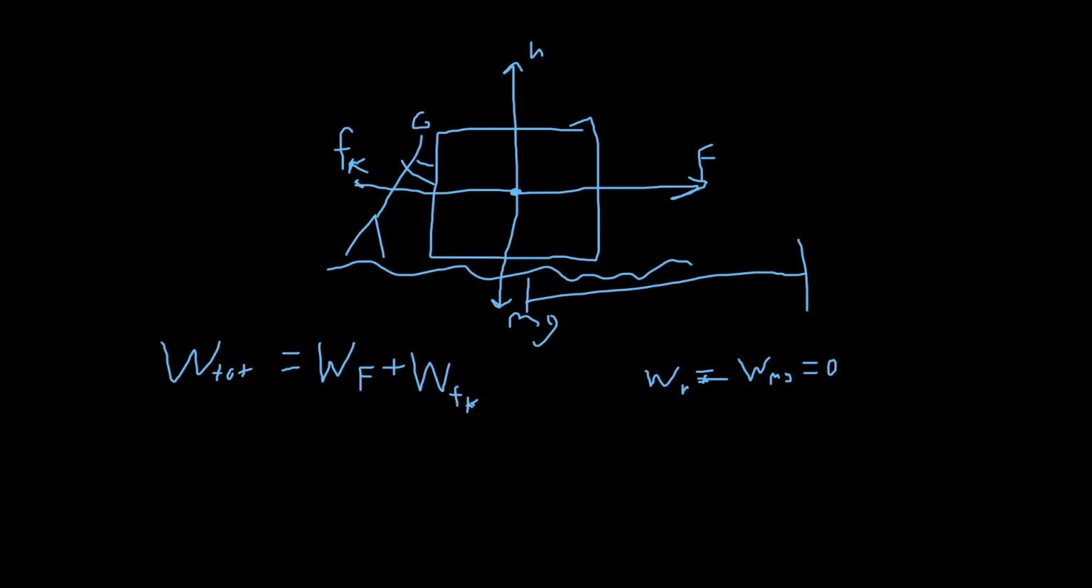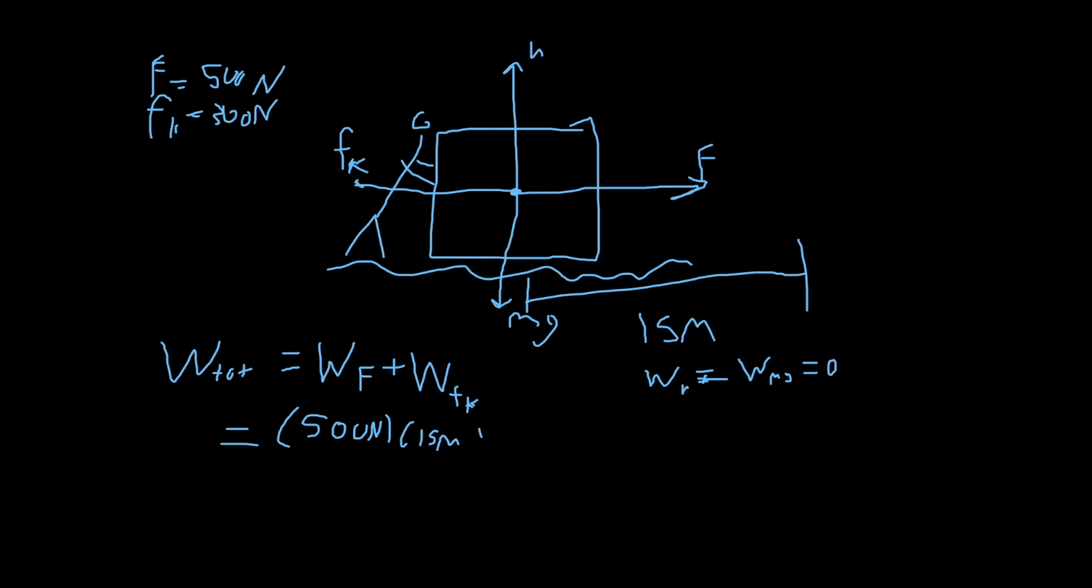Well, let's give some numbers to these forces. So force equals 500 newtons. Friction force equals 300 newtons. And we're displacing this over 15 meters in our example. So total work is going to be 500 newtons times 15 meters for the direction, and the cosine will be 0 degrees, which will just give you 1.